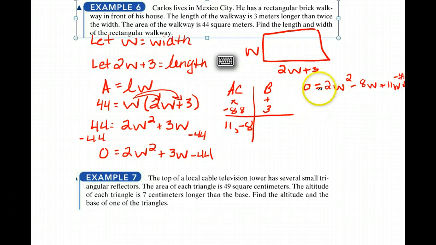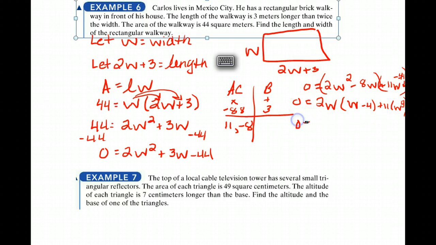I'm running out of room. So we're going to throw some parentheses around the first 2 terms and the last 2 terms. And we want to identify the GCF of my first group, which is 2W squared minus 8W. We should see that we can factor out a 2W. That will leave us with W minus 4. In the next group, we can take out an 11. When I take out a positive 11, that is going to leave me with W minus 4.